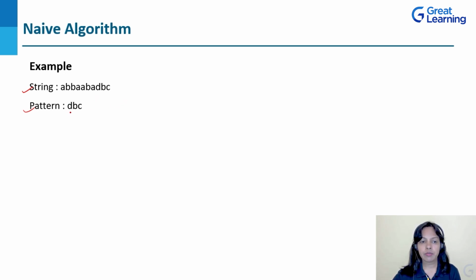This is the given pattern, which has the characters D, B and C. Similarly, there's a string given which has certain characters in sequence. In the naive algorithm, the logic followed is that you compare the characters of the pattern with the characters of the string, starting from the very first character. Let me make it more explanatory by writing it here for you: B, A, D, B and C. Now the pattern is D, B and C. We'll start matching from the first index.